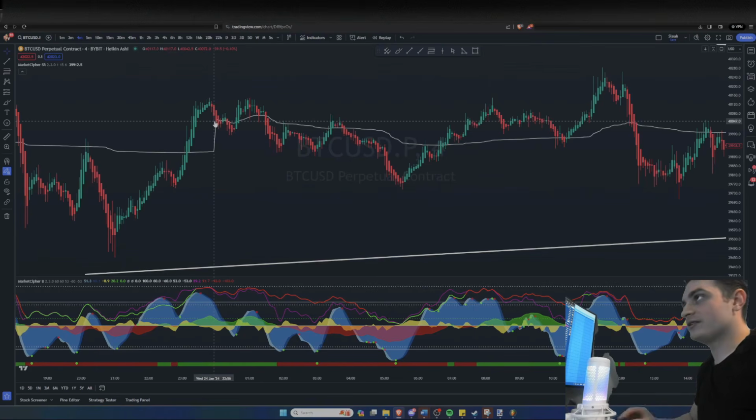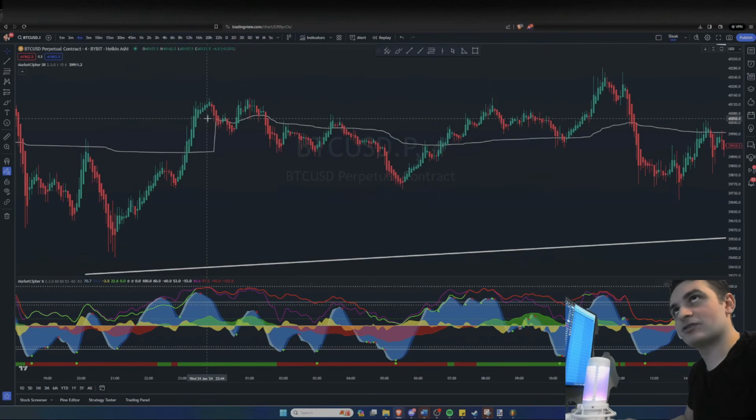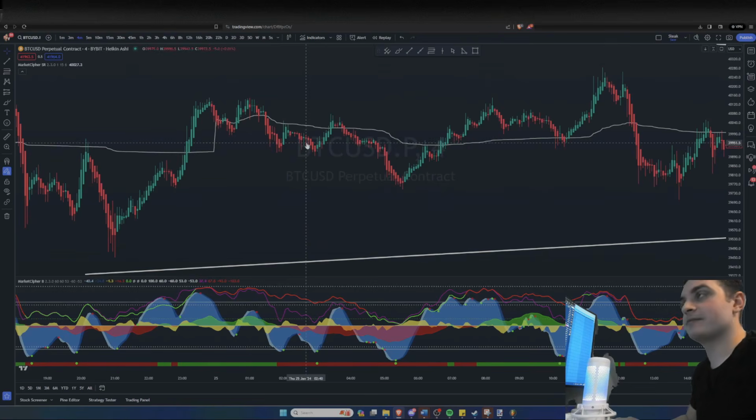It's also going to give you a fair value, like a line that tells you what the asset should be worth in theory. So when we're trading underneath that line, it means that the traders are undervaluing the asset. And if we're trading above that line, it means the traders are overvaluing the asset.